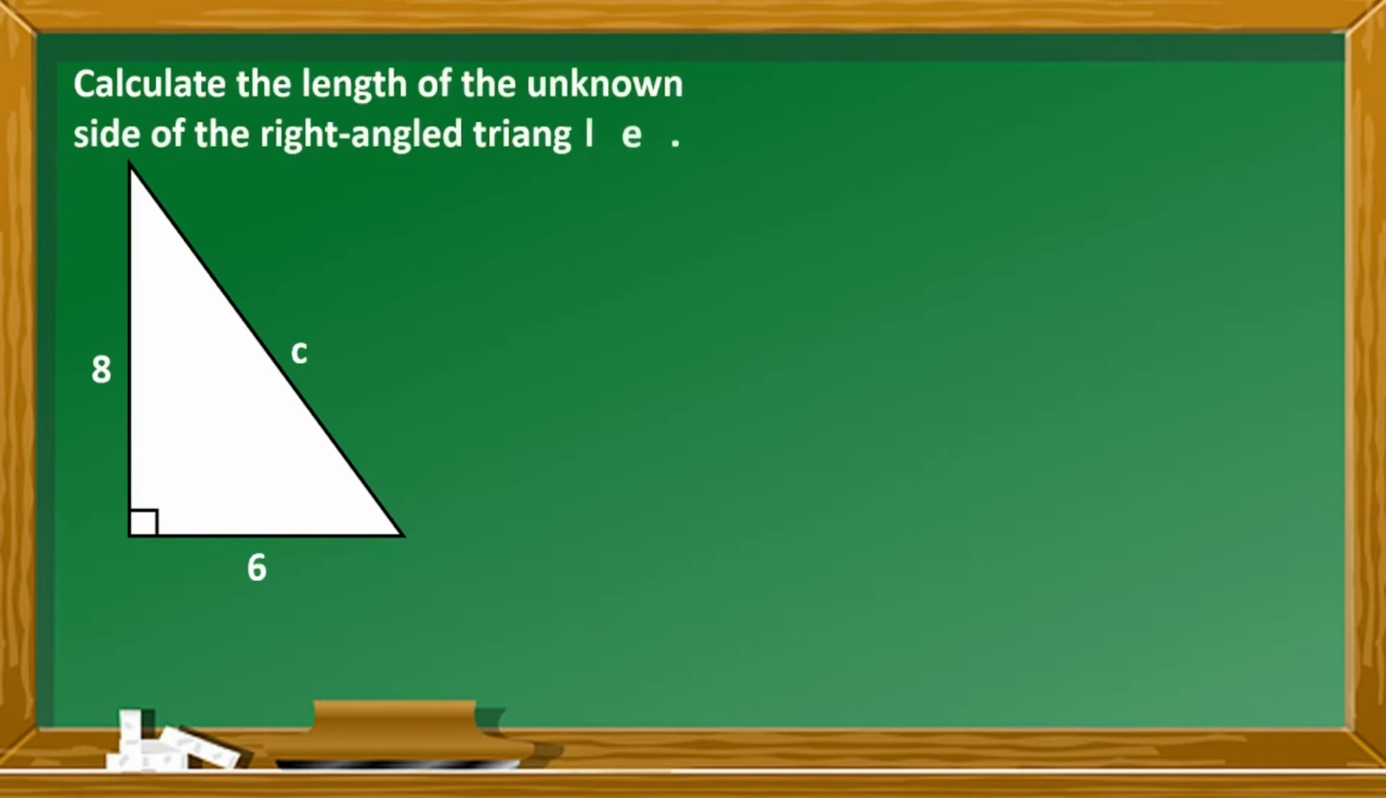So here we have our first problem. It says that we should calculate the length of the unknown side of the right angled triangle. So let's just do a recap. We know that the Pythagoras theorem only works for right angled triangles, and it is used to find a missing side. So either the hypotenuse, which is the longest side of the right angled triangle, or one of the shorter sides. In this case, the hypotenuse is the unknown side, so that is the side that we want to find. The hypotenuse is equal to the square root of the sum of the two shorter sides squared.